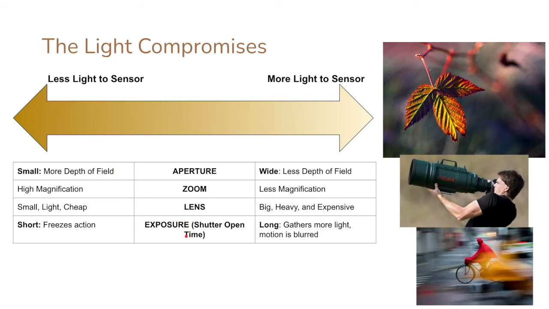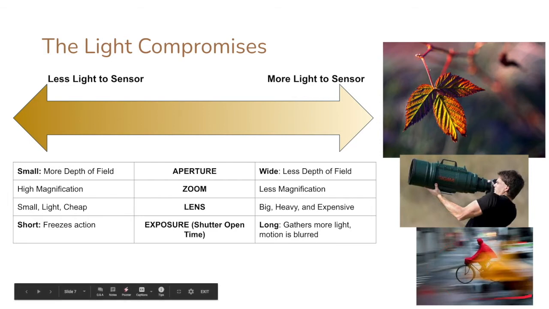Exposure is how long the sensor is exposed to the light. If it's a short amount of time, it freezes the action, but there's less light to the sensor. If it's open longer, it gathers more light, but motion is blurred. However, sometimes you may want to do some of the things that get more light to the sensor on purpose for artistic effect. For example, this leaf, it has less depth of field. Or this biker at the bottom. Its exposure time was long, so the motion was blurred.